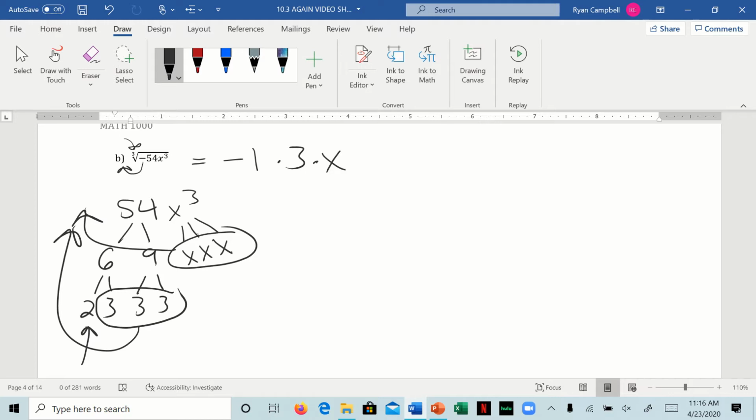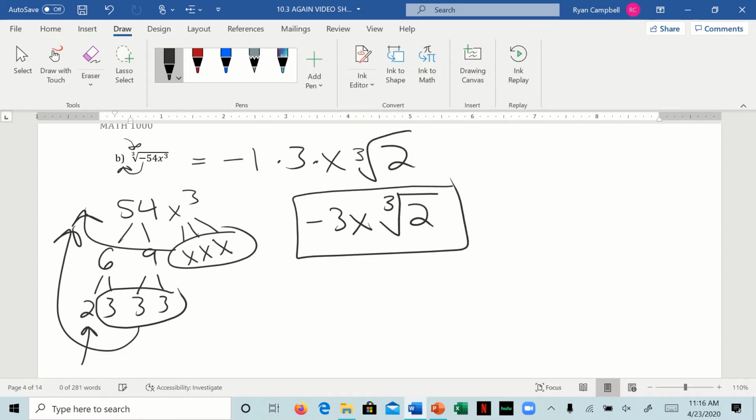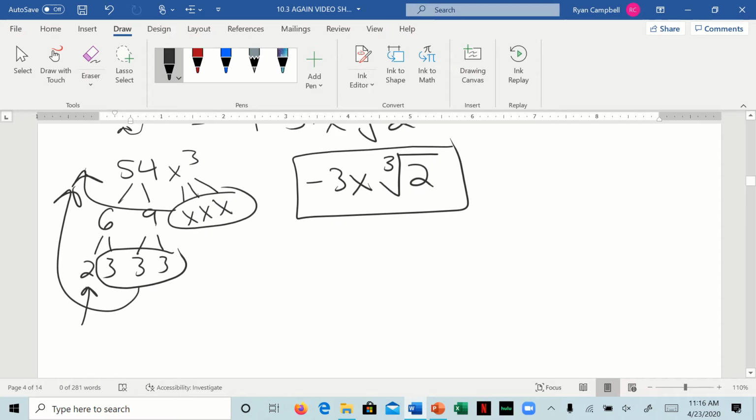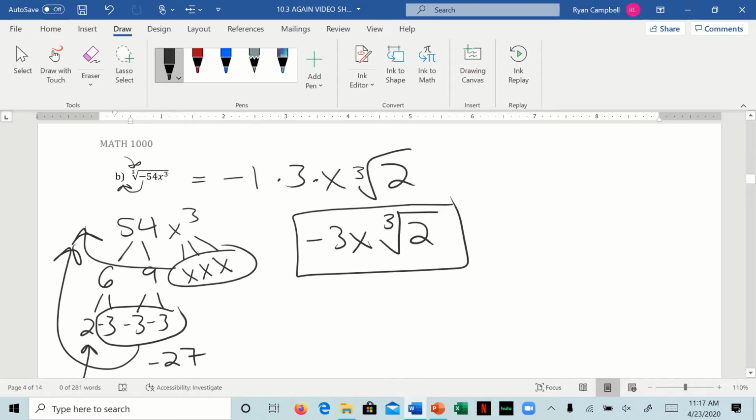So remember, you need to make sure it's not just square root of 2. Remember, you got to keep those indexes. So the cube root of 2. So in total, we get negative 3x times the cube root of 2. And that's our answer. And if you go backwards, that makes sense too, because you could do negative 3 times negative 3 times negative 3 is going to be negative 27 times 2. This is negative 54, which is what we were wanting.